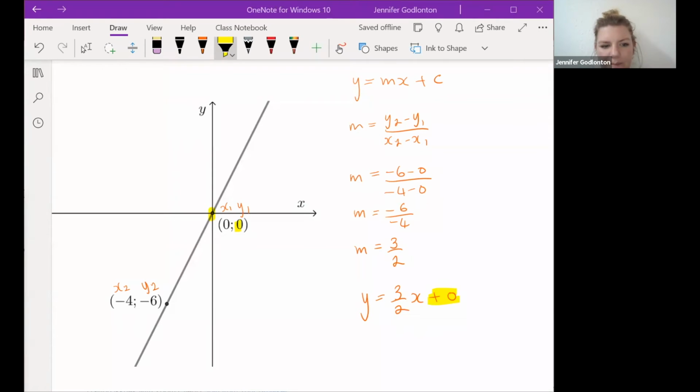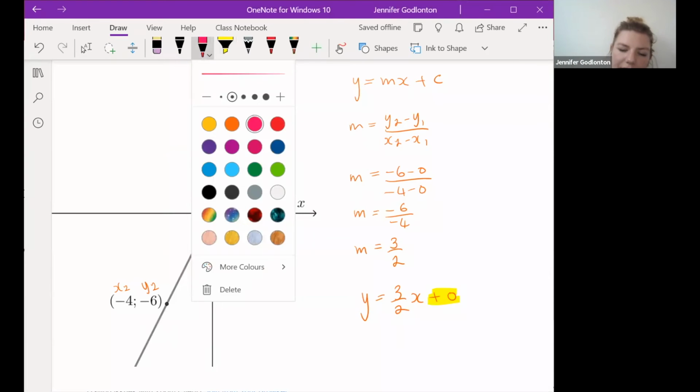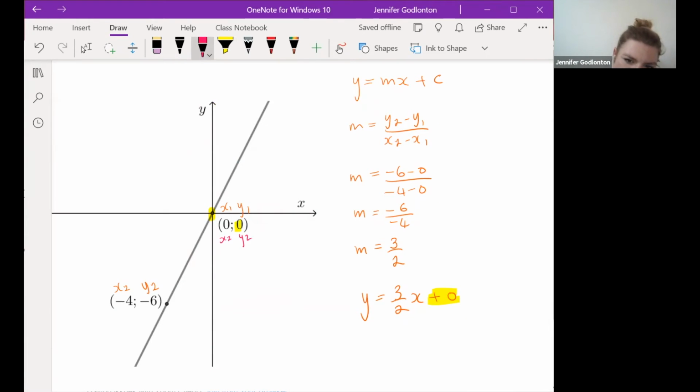Tiana, yeah. So what if we did it the other way, when the other side was x to the power 2? Okay, so you're saying if you had said that this was x2, y2, and x1, y1. Yes. Okay, so let's do it. m would be 0 minus -6 over 0 minus -4. Those two negatives would become a positive. So we would have 6 over 4, and that would simplify down to 3 over 2.